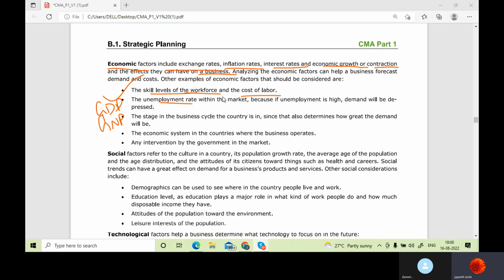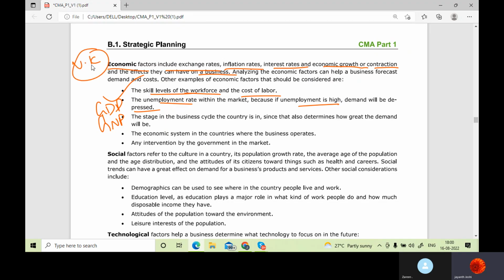So the unemployment rate within the market matters, because if unemployment is high, demand will be depressed. If in a country there is a lot of unemployment, then you would not like to go to such a country. It's not that you get cheap labor, but there are circumstances. Suppose I take the UK: unemployment may be high, but first of all the UK is very costly, the inflation is so high, and setting up a factory there is not that cheap.